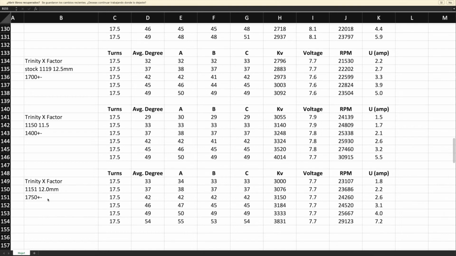So here it really is up to you. If we were comparing it maybe to a 12.5 with 1800 Gauss, I would probably go with that one instead. But between these two, this 12 millimeter is probably a better choice. Again, it's going to depend on your application.